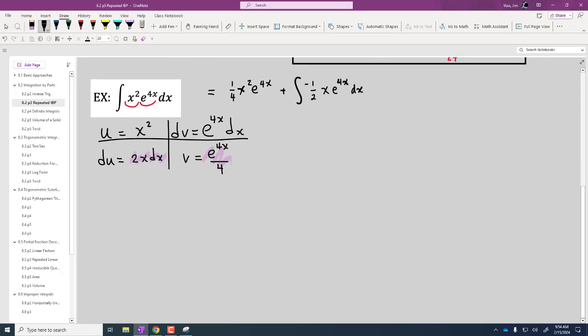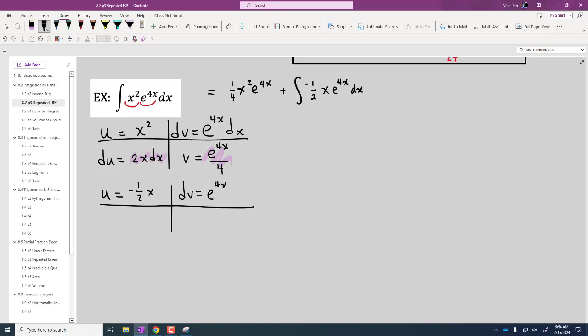So another thing with repeated integration by parts: if you've chosen u originally to be the polynomial part, and you've chosen dv to be the exponential part, you want to stay consistent. You want to keep doing that. If in the second integration by parts you switch them, you're going to go back to the previous integral. You're going to undo what you just did. So we want to be consistent and say, we're going to let u be the polynomial part. So I'm going to let u be minus 1/2 x. And dv, we're going to be consistent and say, that's the exponential part again.